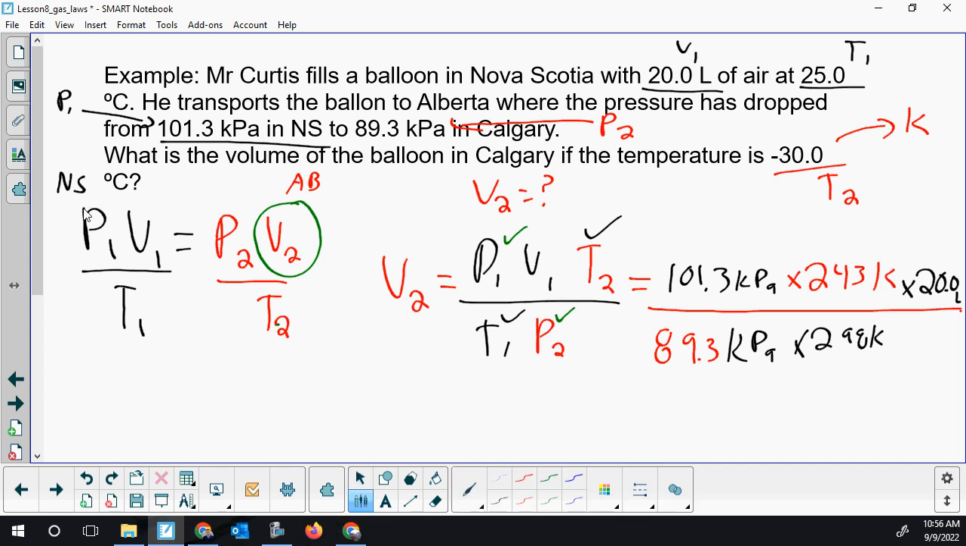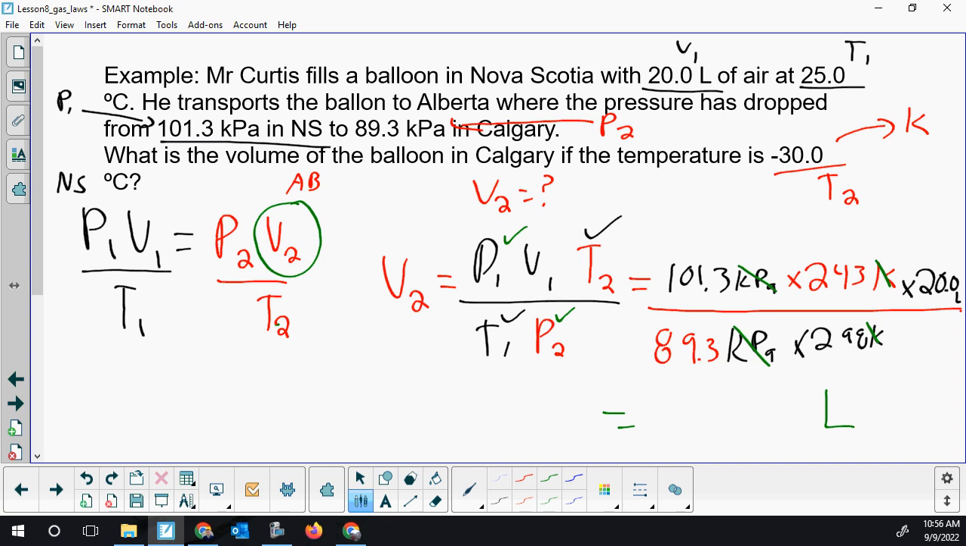Double check our units. Kilopascals kills kilopascals. Kelvin absolute kills Kelvin absolute. The volume unit I put in was liters, so my answer is going to be in liters. If I put this in milliliters, then my answer would be in milliliters. It doesn't matter what this unit is, it's going to be our output unit.